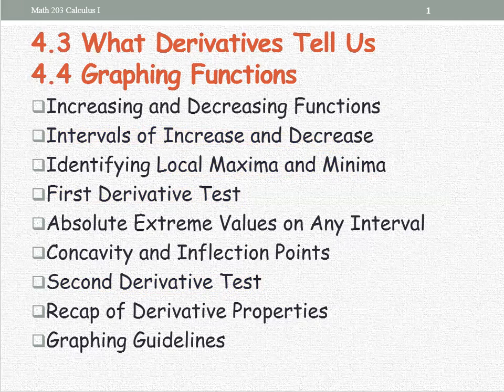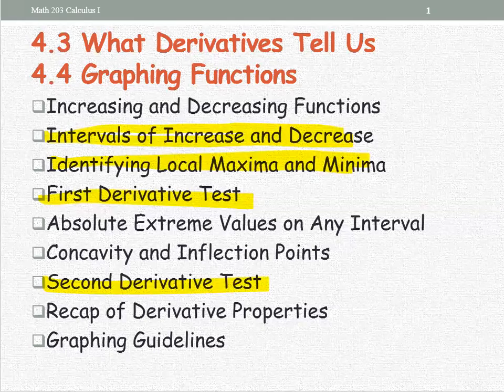Sections 4.3 and 4.4 are all about what derivatives can tell us about the graphing of functions. In these two sections, we can see that derivatives can be used to explain the behavior of the graph. We can find the intervals of increase and decrease. We can identify the local max and local min. Also, we look at the first derivative and second derivative to explain more about the behavior of the graph.